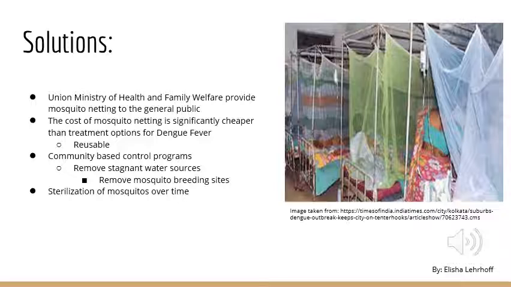Those without a fresh water source are more likely to keep standing water, which is also a breeding ground for mosquitoes. If the Union Ministry of Health and Family Welfare worked with the individual states of India to provide a clean water source to those in need, the mosquito population would decrease due to their breeding grounds being removed. In addition, an insect control plan could be put into place to sterilize mosquitoes over time, which would decrease their population as well.